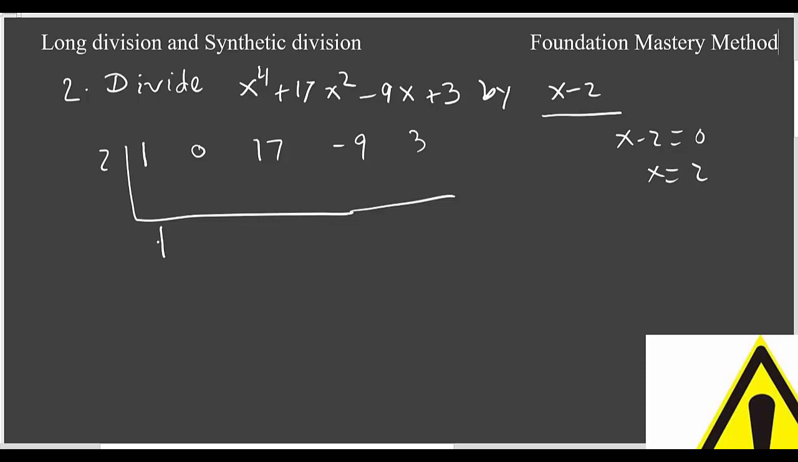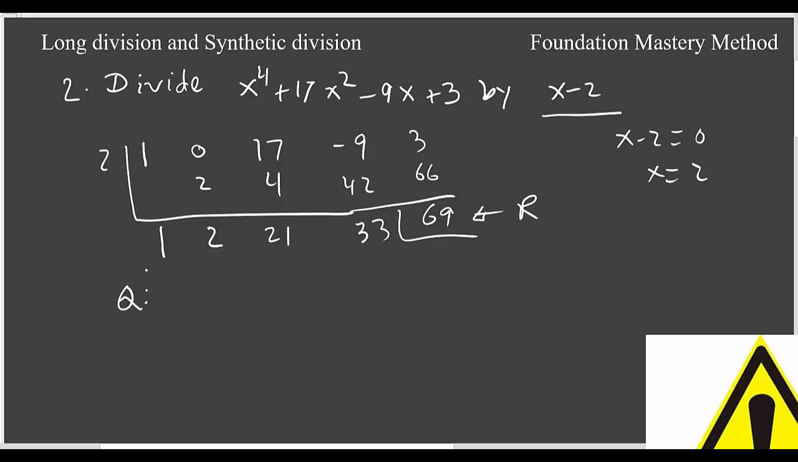Next, just write down the first number here, multiply with 2, you get a 2 here, add them. Again multiply with 2, add this. Then multiply by 2, add together. 33, and then times 2 will give you 66. Then you get 69, which is your remainder. So I'm writing R for the remainder.